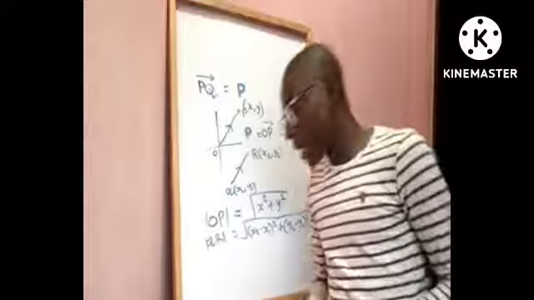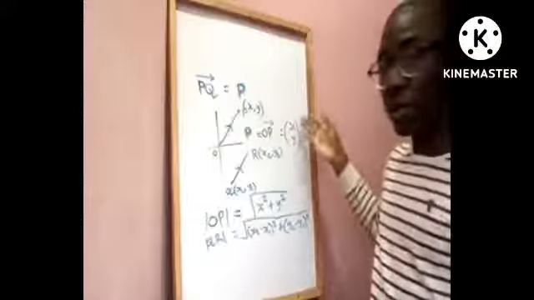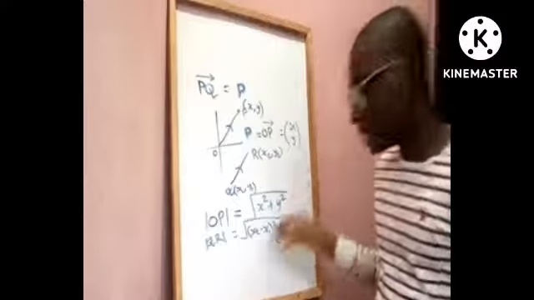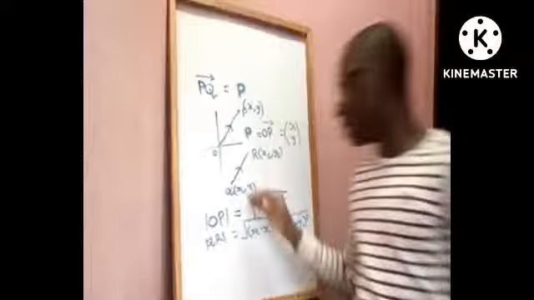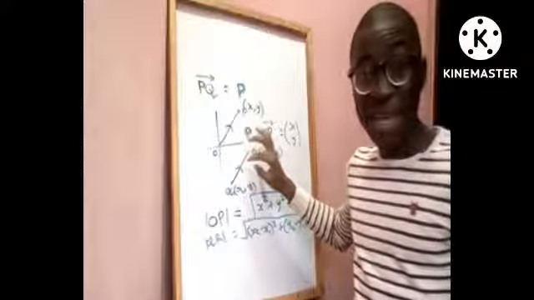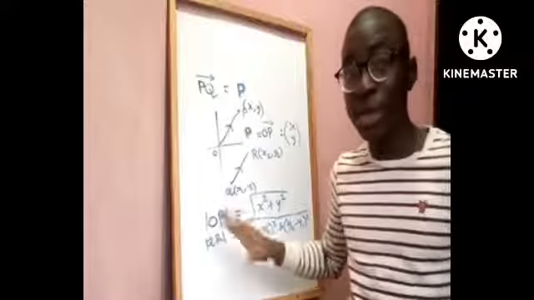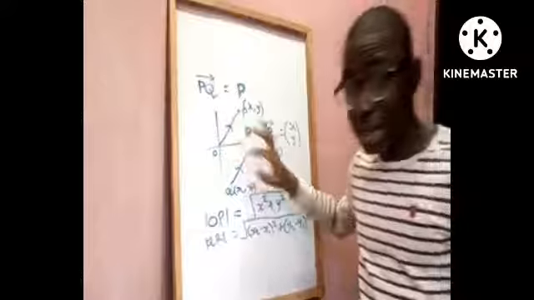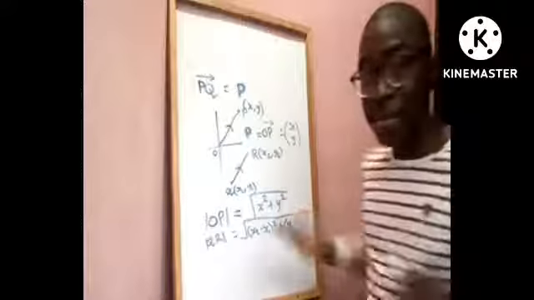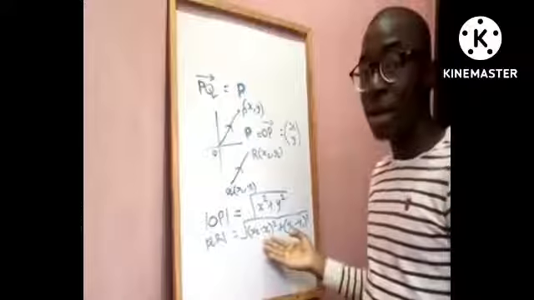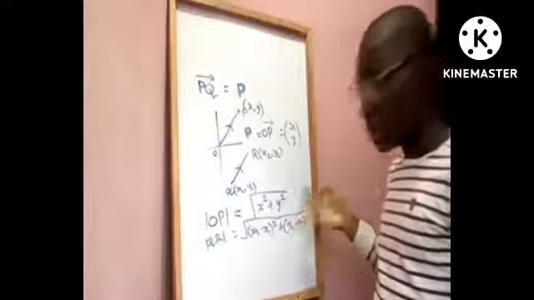Now moving on, if it is a column vector, the modulus of a vector is simply root x squared plus y squared. But if it is in the form of the distance between two points, the modulus of a vector that is represented by a line is simply the length of that line. The length of a line in Cartesian coordinates is simply this formula: root of x2 minus x1 squared plus y2 minus y1 squared.